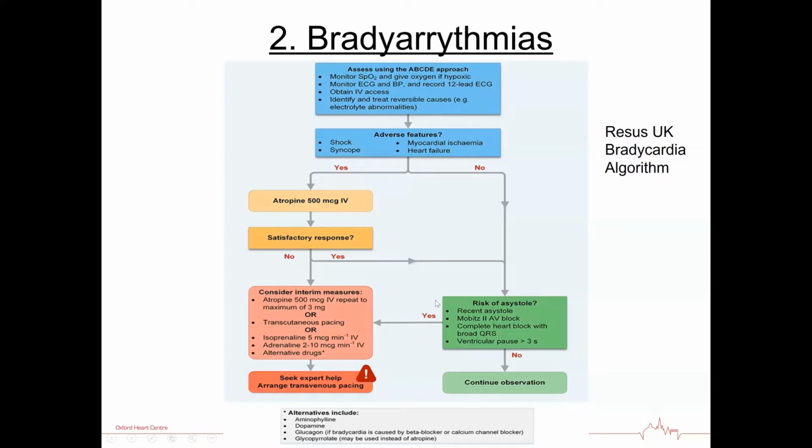Those at the highest risk, if they don't have the adverse features, are these particular ECG findings: complete heart block, a pause on the ECG between the RRs of more than 3 seconds, Mobitz type 2, or a period of asystole.